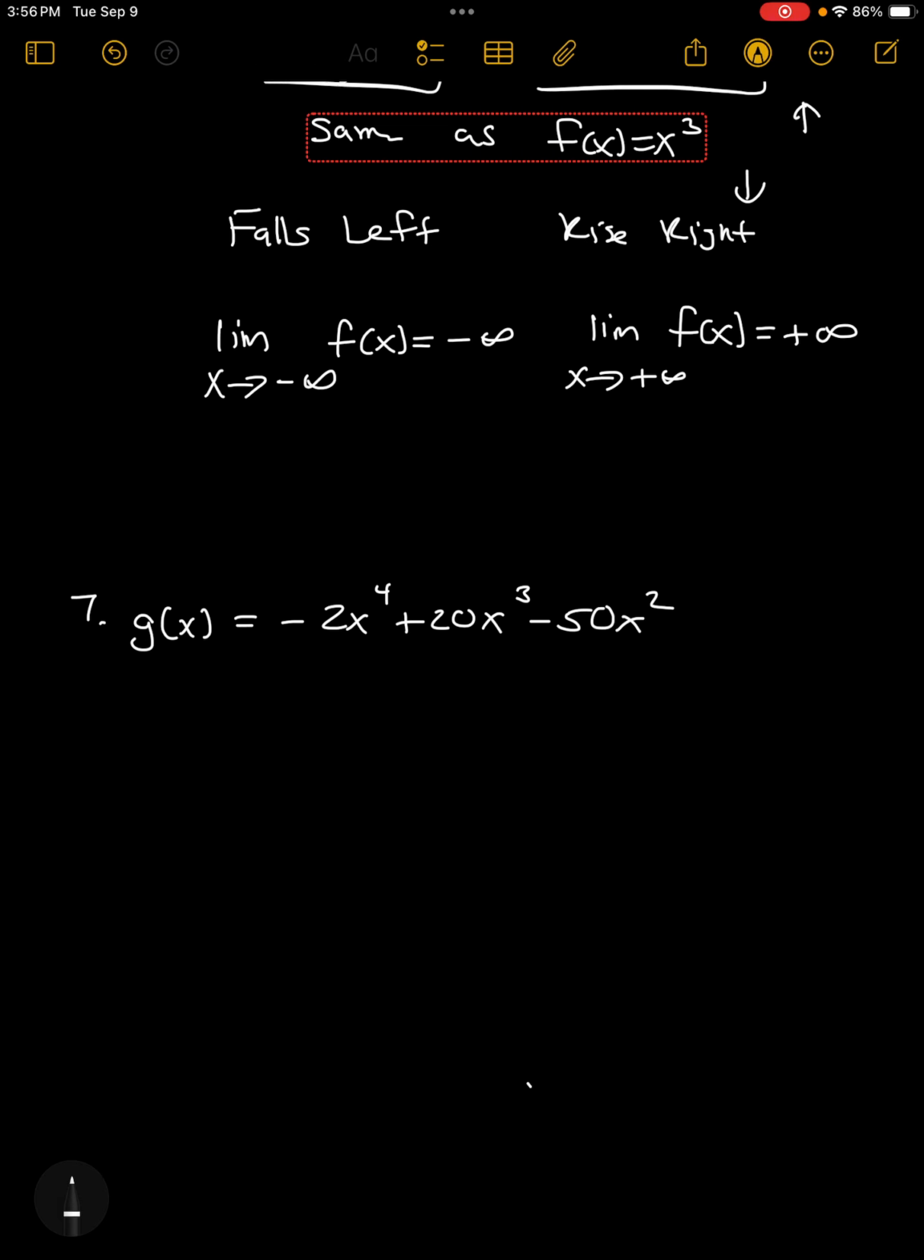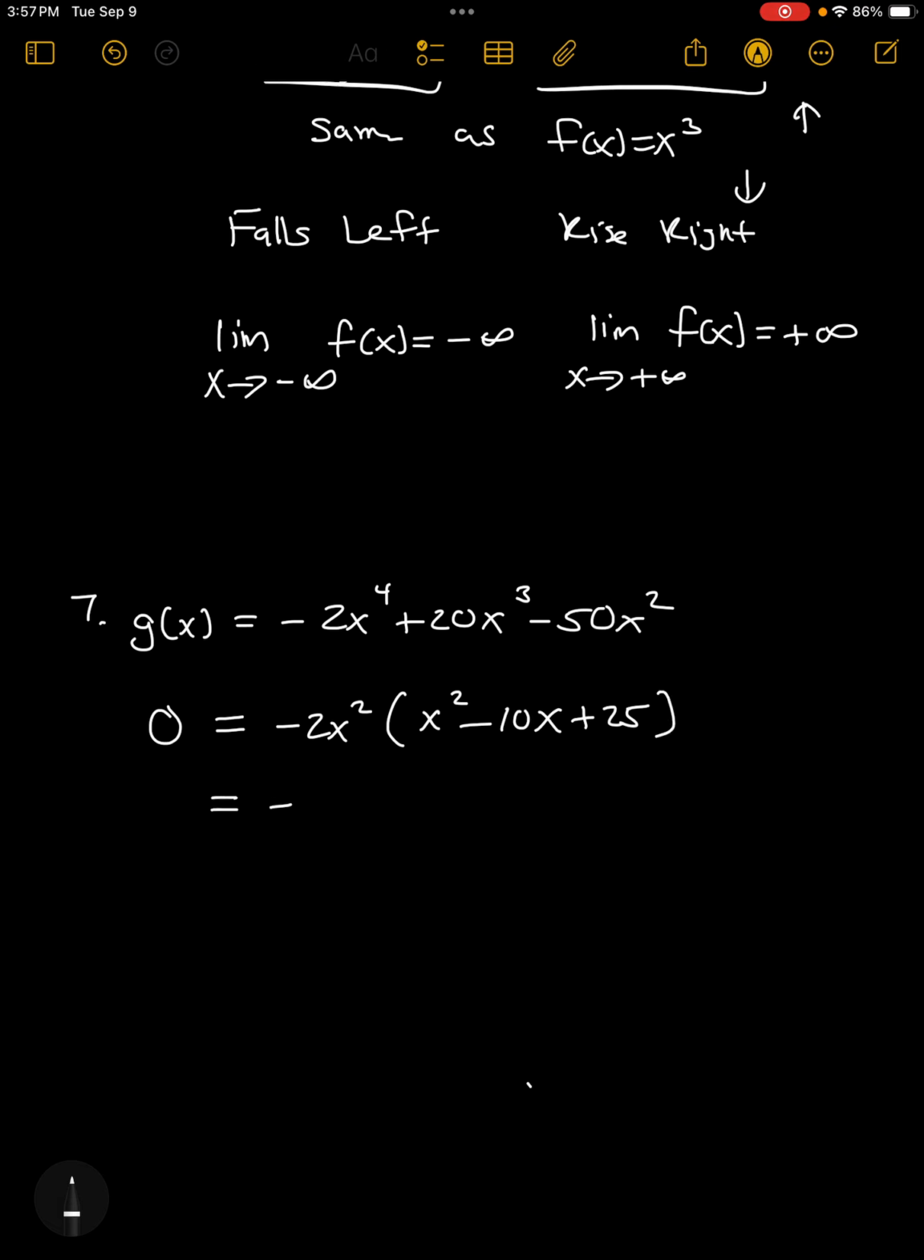Basically, I set g of x equal to 0. And then it looks like I have a greatest common factor here. That greatest common factor of all these three terms is simply -2x squared. So what's left inside is x squared minus 10x plus 25. You can factor this even further, right? This is a perfect square trinomial, and you can't factor this any further, okay?